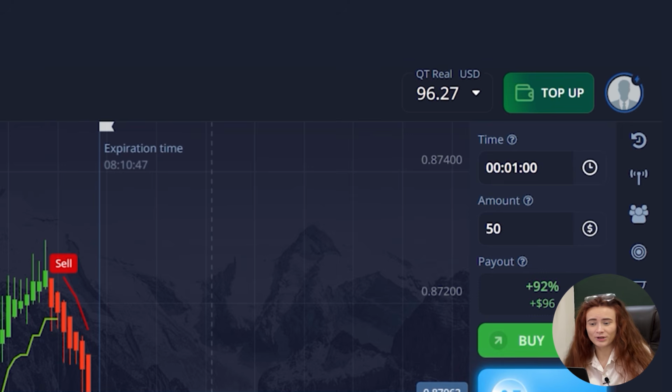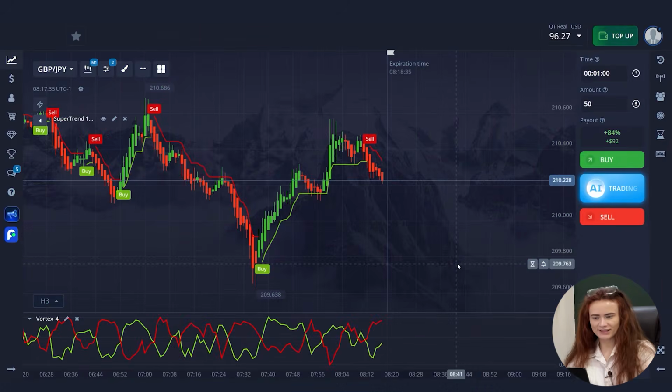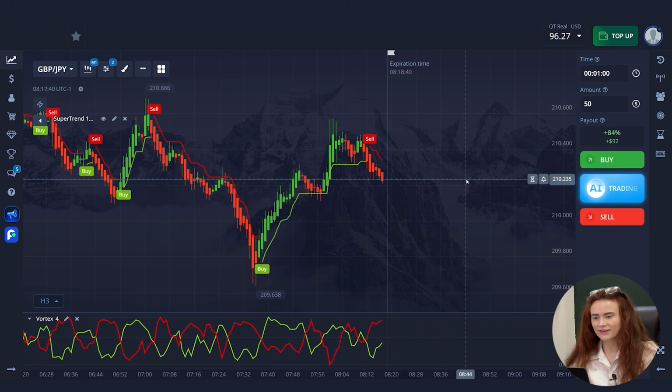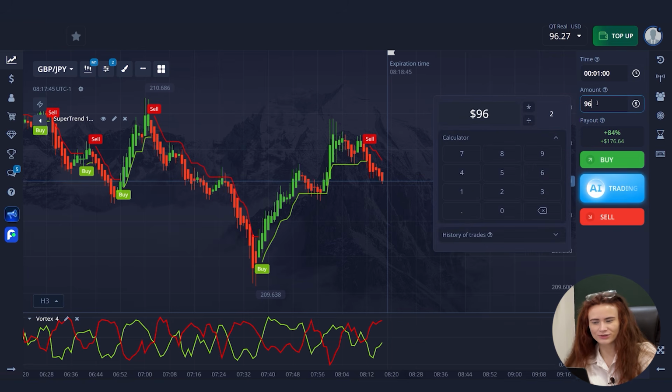But of course, we won't know what the result is going to be until the end of the session, so continue working. After spending a little time, I found another situation and was ready to open a trade. The amount of the trade will now be $96, and we open a trade to reduce the price.